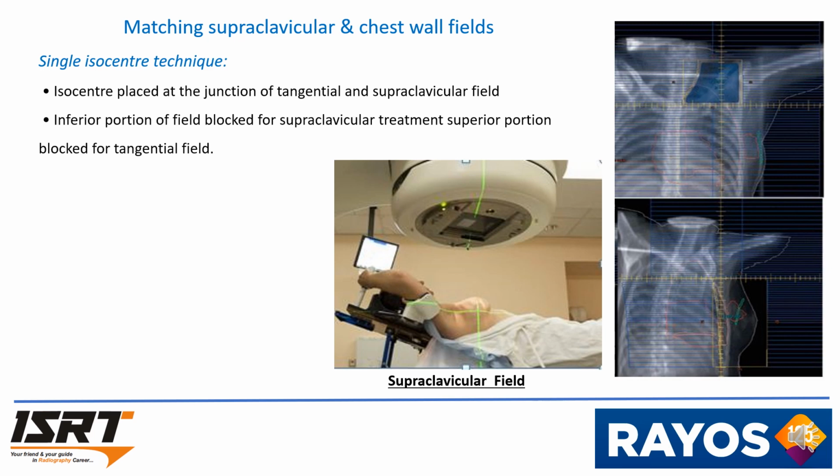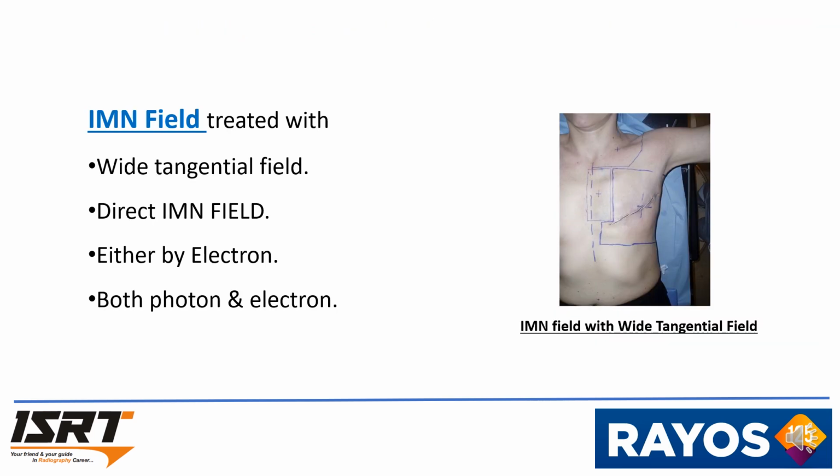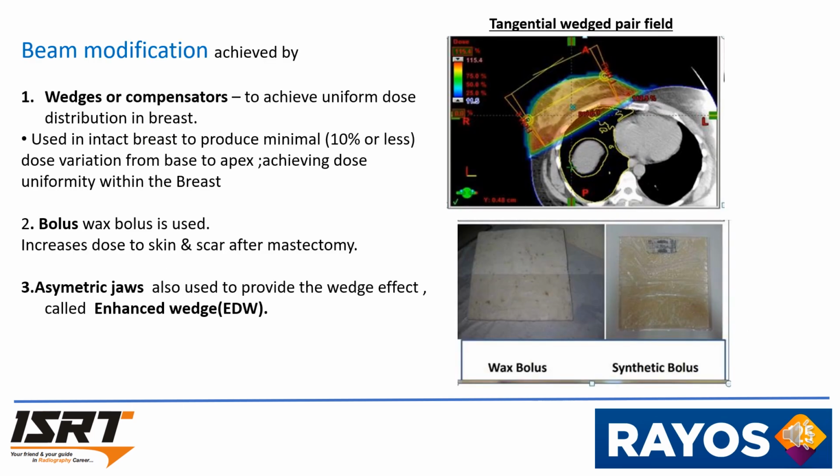seen here. Internal mammary node field treated with wide tangential field, direct internal mammary node field or IMN field, either by electron or both photon and electron. Beam modification. Beam modification is done in order to achieve the dose uniformity across the treatment fields. Beam modification achieved by wedges, bolus, and asymmetric jaws.